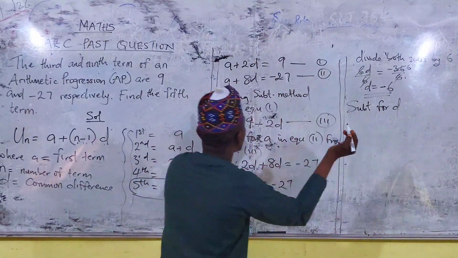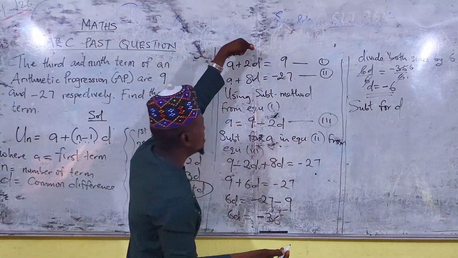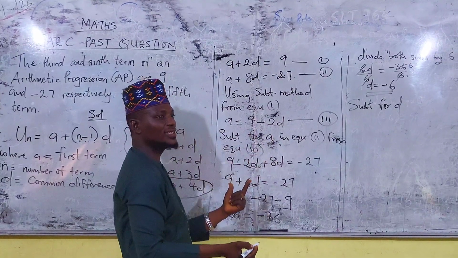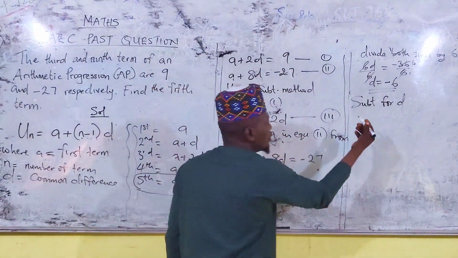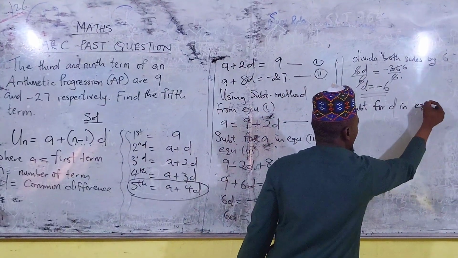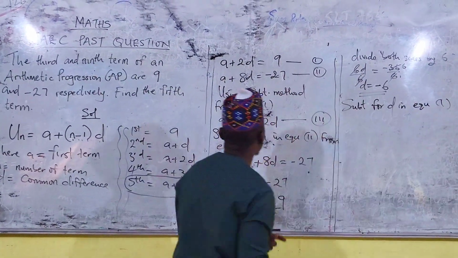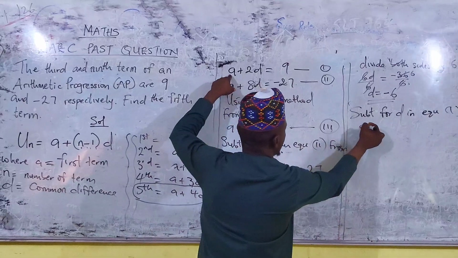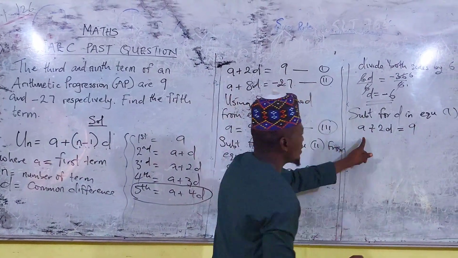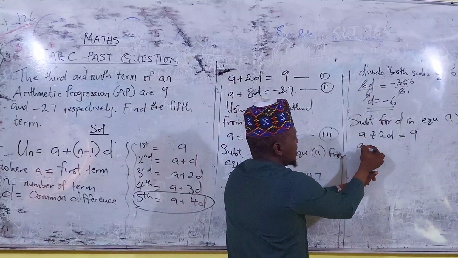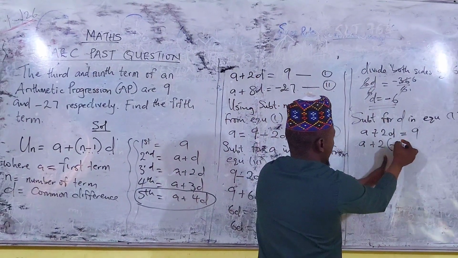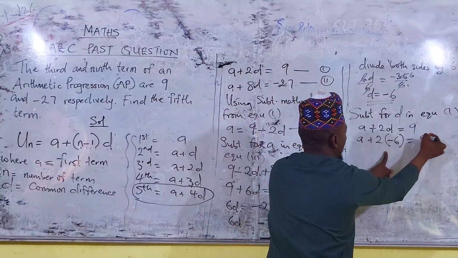You can pick any of the equations. You can substitute for D in equation 1, or you can decide to go for equation 3. You get the same answer. Let's use equation 1. Don't forget, our equation 1 is A plus 2D equal to 9. So when we substitute for D, it should now be A plus 2, open bracket, our D is what? Minus 6, close the bracket, equal to 9.